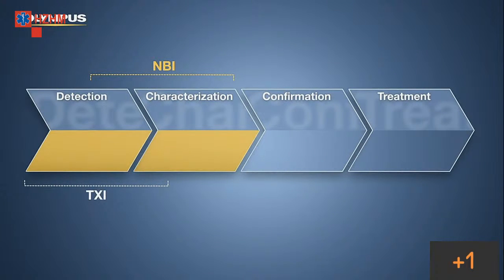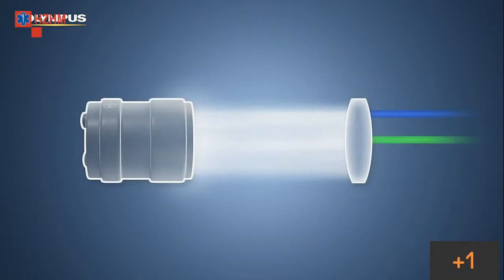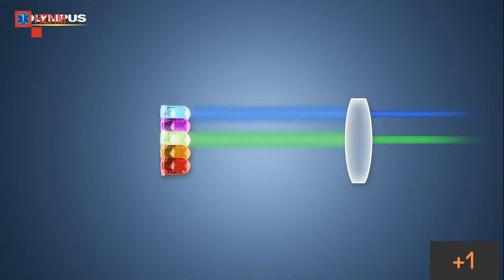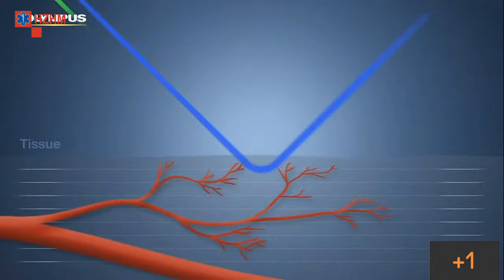NBI enhances the visibility of superficial vessels. NBI stands for narrow band imaging. In contrast to the previous series, EVIS X1, NBI uses LED illumination. Blue and green light penetrate only the superficial layers of the tissue. If a superficial blood vessel is present, blue and green light are both strongly absorbed. The vessel appears darker and is therefore more visible.